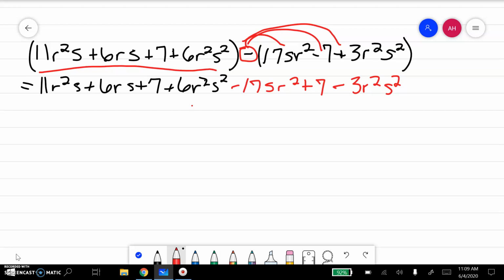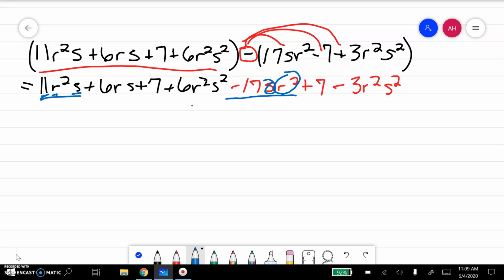So remember that like terms have to have exactly the same variable and exponent. So if we look first, this first term has r squared and an s. If you look at this term, this negative 17sr squared, the variables are in the wrong order. They're just trying to trick you, but it still has an r squared and an s. They're just opposite order. But those are like terms, so we can combine those.